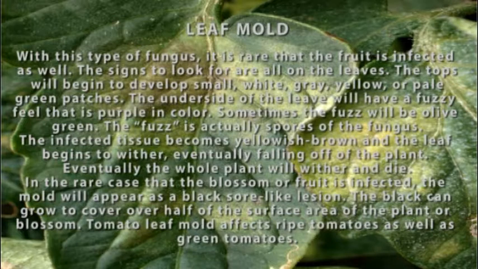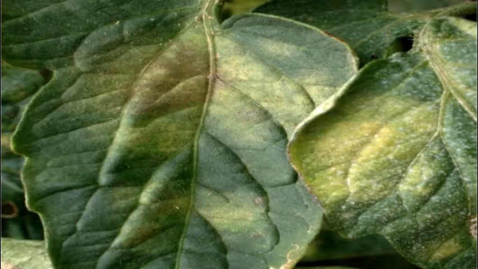In the rare case that the blossom or fruit is infected, the mold will appear as a black sore-like lesion. The black can grow to cover over half of the surface area of the plant or blossom. Tomato leaf mold affects ripe tomatoes as well as green tomatoes.